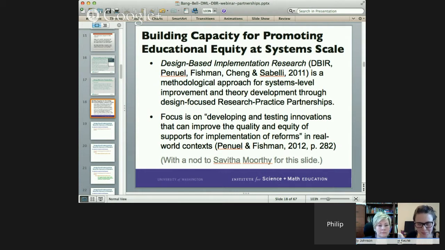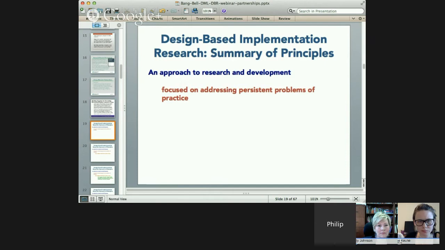And you're really, from an equity stance then, developing and testing innovations that can improve the quality and equitable distribution of supports for implementation of reforms. The piece that he was doing with Barry Fishman to frame how you can work at broader scale across systems. So just to pull that into focus with some principles, DBIR is focused on addressing persistent problems of practice that are broadly felt within these communities.